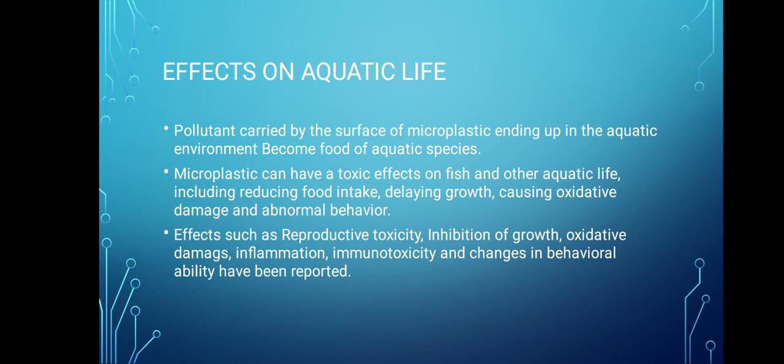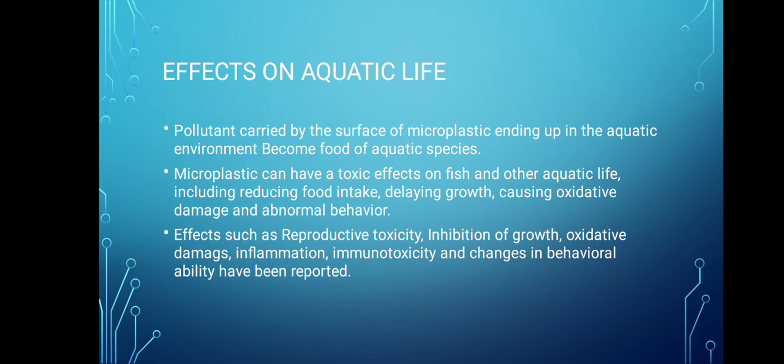Effects on aquatic life. Pollutants carried by the surface of microplastic, ending up in the aquatic environment, become food of aquatic species. Microplastic can have a toxic effect on fish and other aquatic life, including reducing food intake, delaying growth, causing oxidative damage and abnormal behavior. Effects such as reproductive toxicity, inhibition of growth, oxidative damage, inflammation, immunotoxicity, and change in behavioral ability have been reported. As I explained, if animals are affected, then humans can also be affected by this.